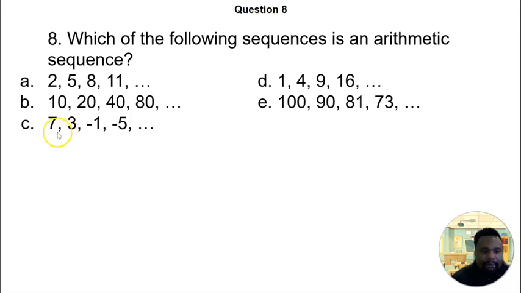If you look at C, I'm decreasing by 4, decreasing by 4, decreasing by 4. So C looks like that'll work. Let's look at D. I'm increasing by 3, but then I'm increasing by 5, and then I'm increasing by 7. So D won't work. Then look at E. I'm decreasing by 10, decreasing by 9, and then decreasing by 8. That doesn't work. So your answers here would be A and C. A and C will work.